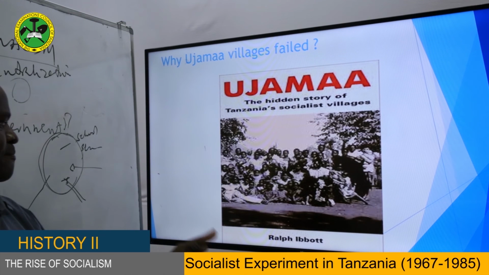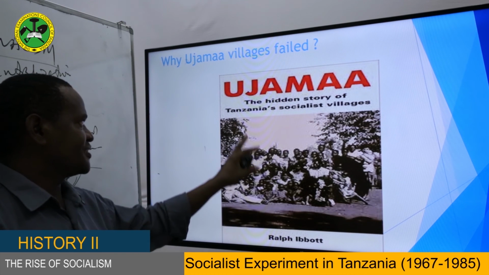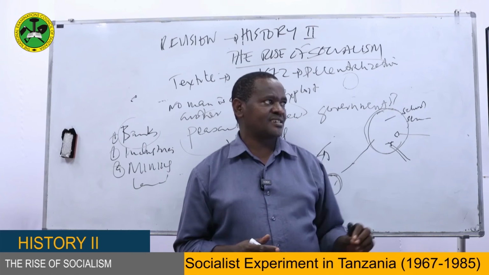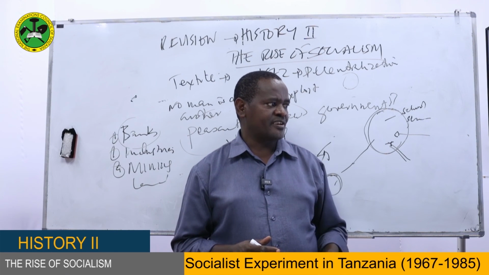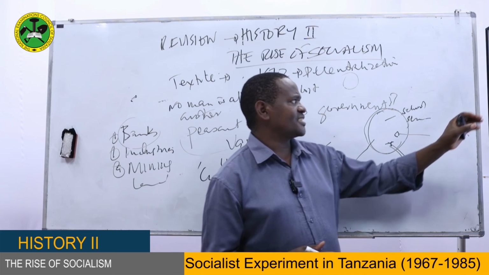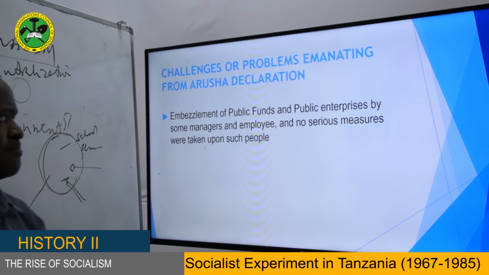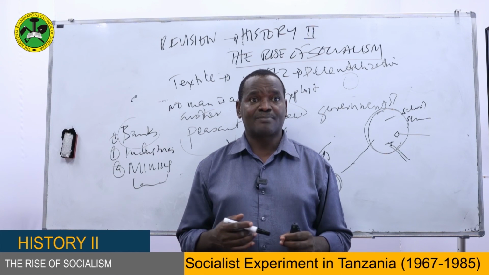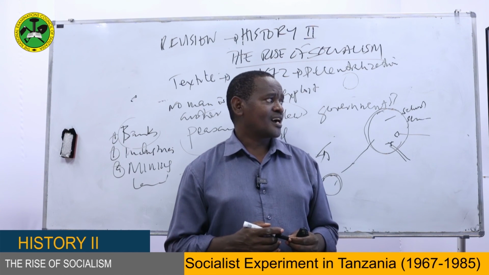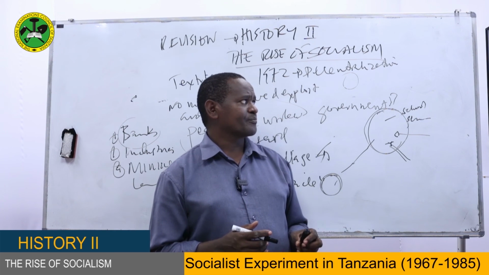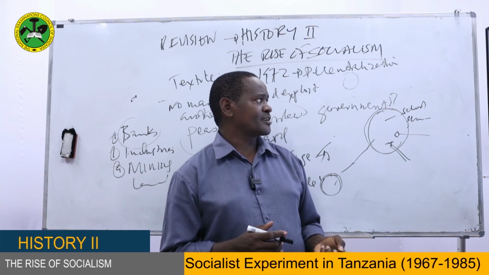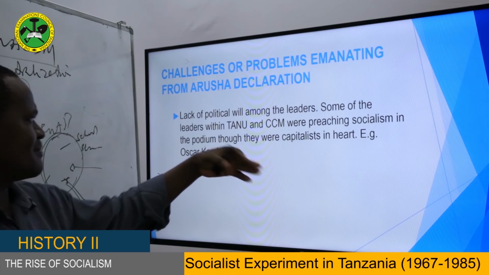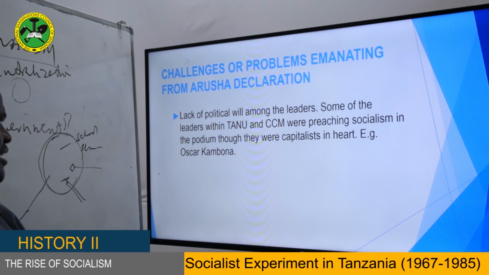You can read this book, but you have to be careful in reading because some of these people had a lot of negativity regarding Ujamaa from the very beginning. My dear students, another challenge is the embezzlement of public funds and public enterprises. People, of course, were stealing the public funds, and that also became one of the reasons for the collapse of the Arusha Declaration. Lack of political will among the leaders. Some leaders had no political will.